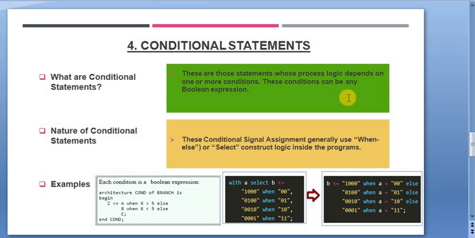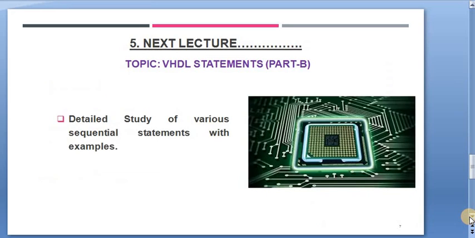Now this was all about today's lecture, where we completed three topics of VHDL statements, that is assignment statements, sequential statements, process and conditional statements. In the next lecture, as you see on the slide, we shall execute a detailed study of various sequential statements. So we shall discuss these statements with suitable examples in the next lecture.